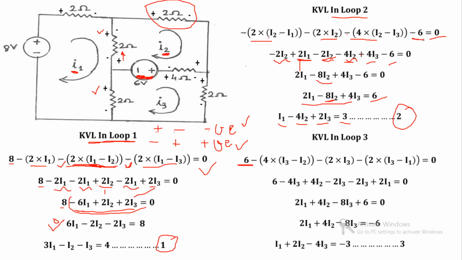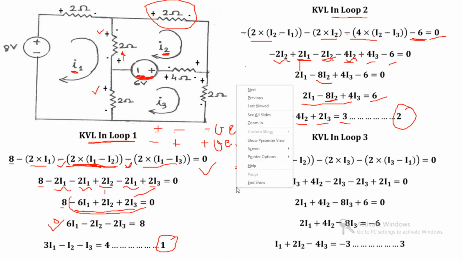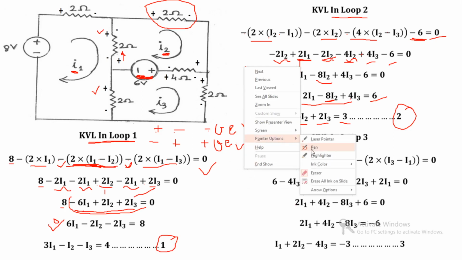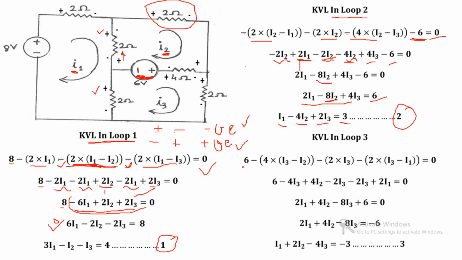Here we will write minus 6 because I2 will flow from plus to minus. So that is the drop, and consider the minus sign. But loop 3 current I3 will flow from minus to plus, so that is the potential rise, and we have to write plus 6 over here. So this is the fundamental rule for Kirchhoff's voltage law. So over here plus 6.